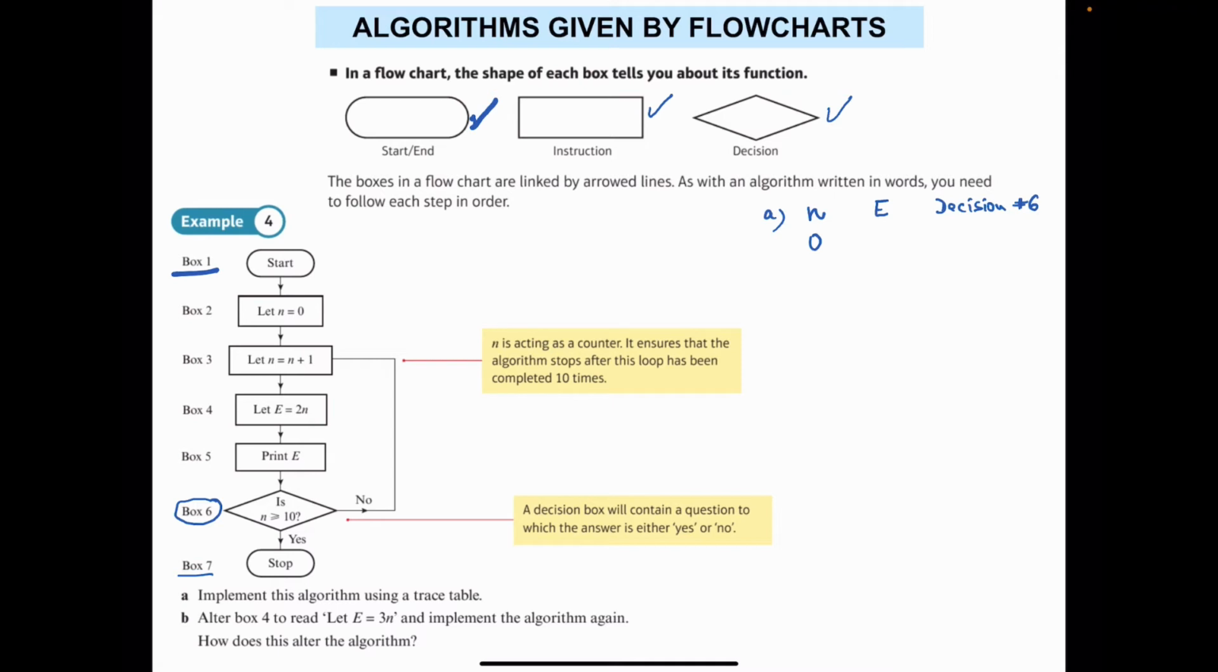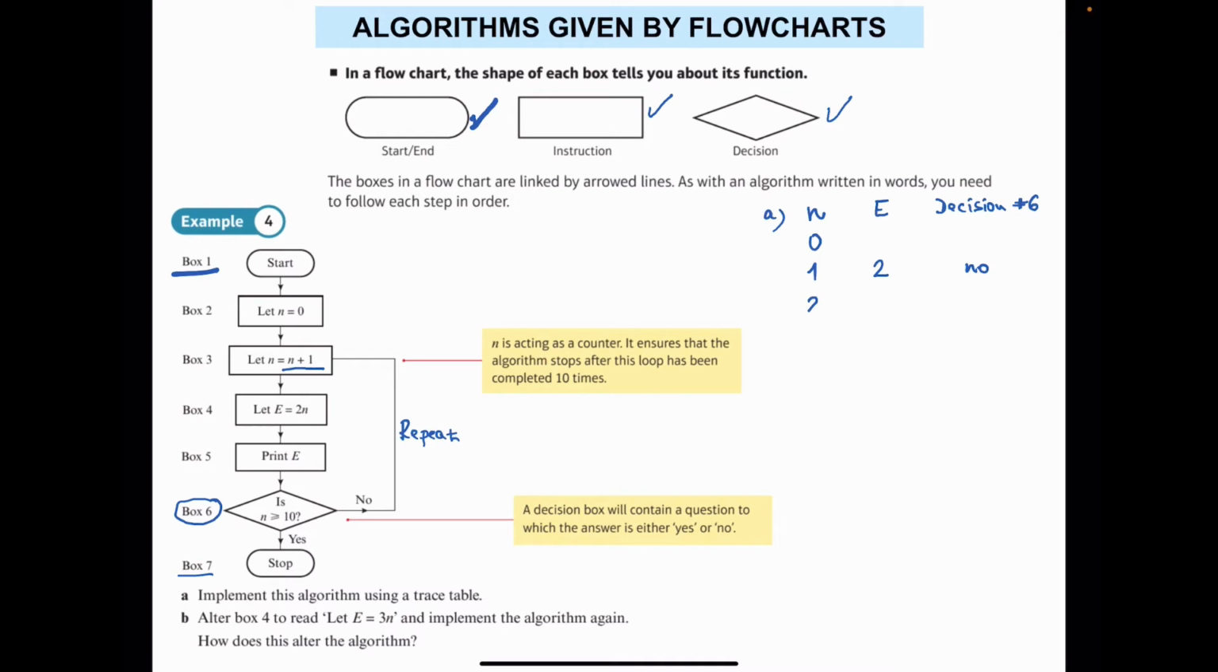Now box number 3, or step number 3, says increase n by 1. So I increase it by 1, and then I assign the value to e as 2 times n. So in this case it's 2. And then I print it, that means I write it down. And the question is, is n greater than or equal to 10? Well, if it's no, then I have to go back and repeat box 3, or step number 3. Okay, so this is no. And then you keep going.